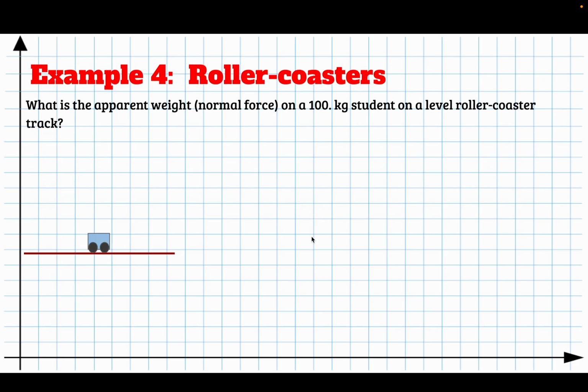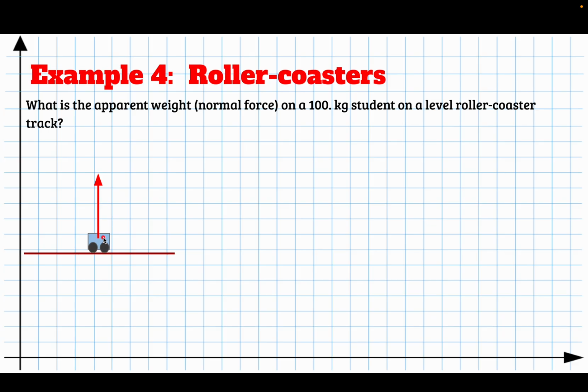So imagine I've got a 100 kilogram student and they're on a roller coaster. So here's this roller coaster with the student. It's 100 kilograms. They are on a level track. They are moving from left to right, but the important thing is that the track is level. And so they are not accelerating upwards or downwards.